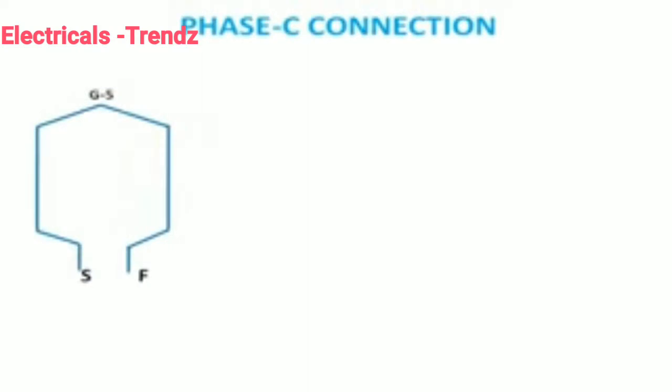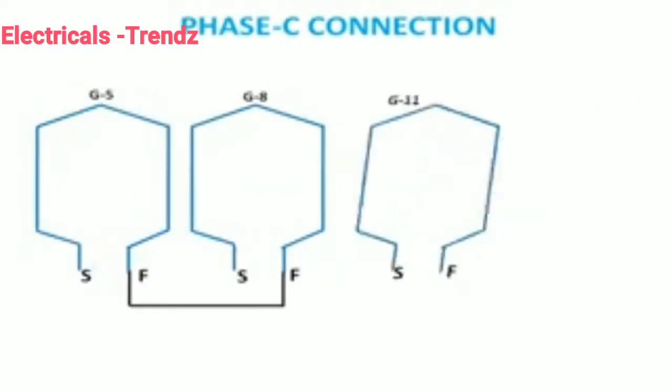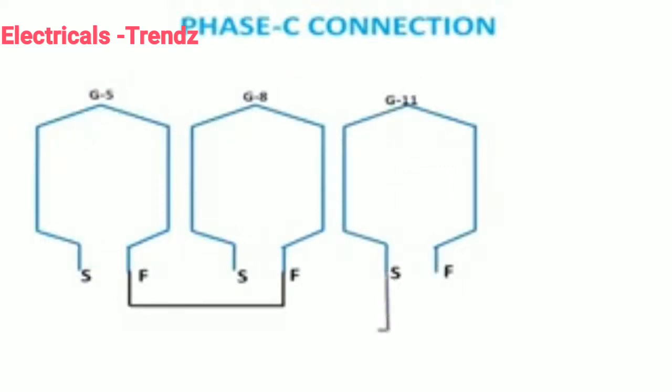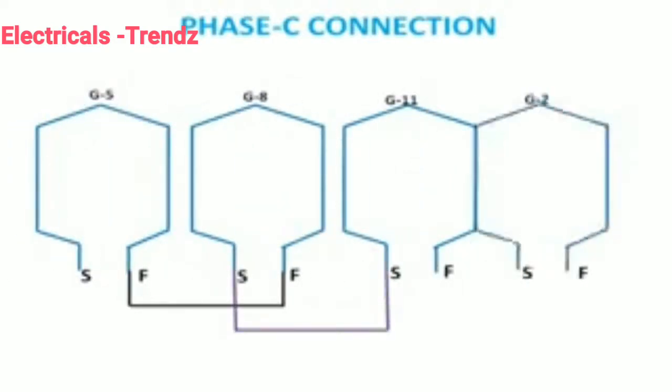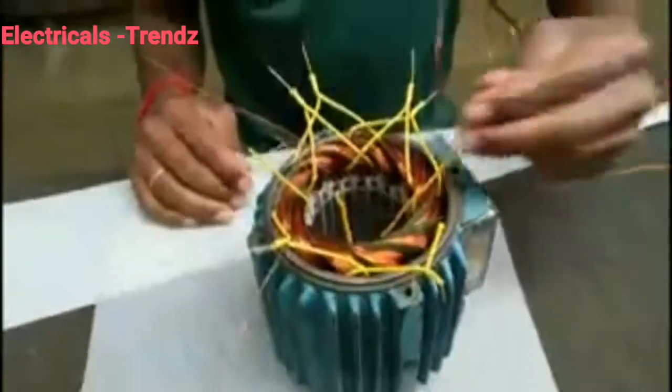Next is phase C, which will be group 5, and the finish of group 5 will connect to the finish of group 8, that is after a 2 coil group gap. Then the starting of group 8 will be connected to the starting of group 11, and similarly the finish of group 11 will connect to the finish of group 2, again a 2 coil gap, and finally the starting of group 5 and group 2 will come out as the C1 and C2 terminals. We should note that the C2 terminal will always come in between the A1 and B1 terminals.